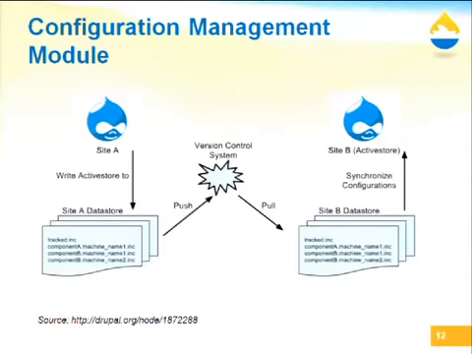Basically, this is how we do it in the configuration management module. On site A, you write the active store to the data store, and then you push with your version control system. On stage, for instance site B, you pull from your version control, and the data store will be updated. Then you import the configuration in your data store into the active store. This is the source of this graph. There is a lot of information if you want to delve into it.